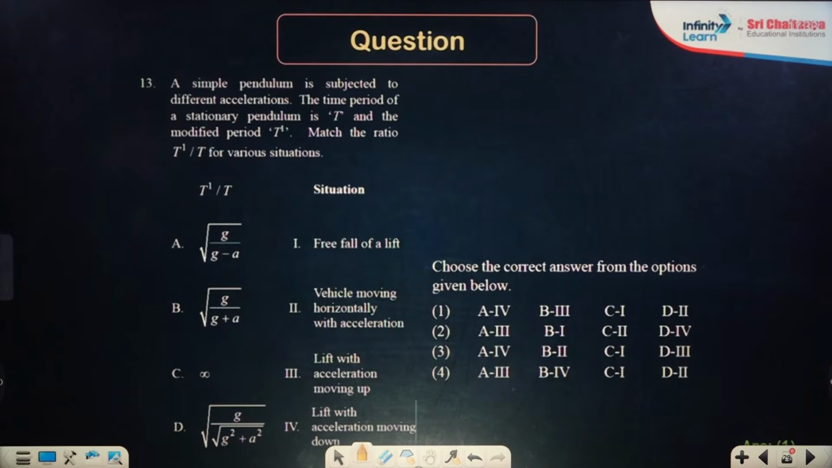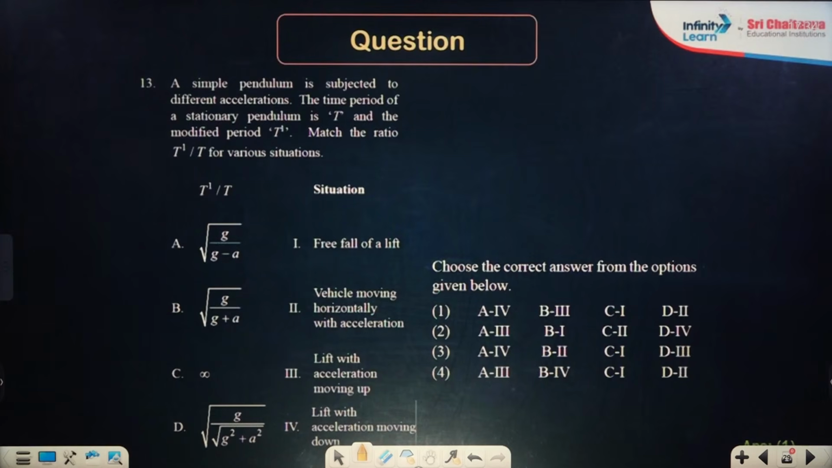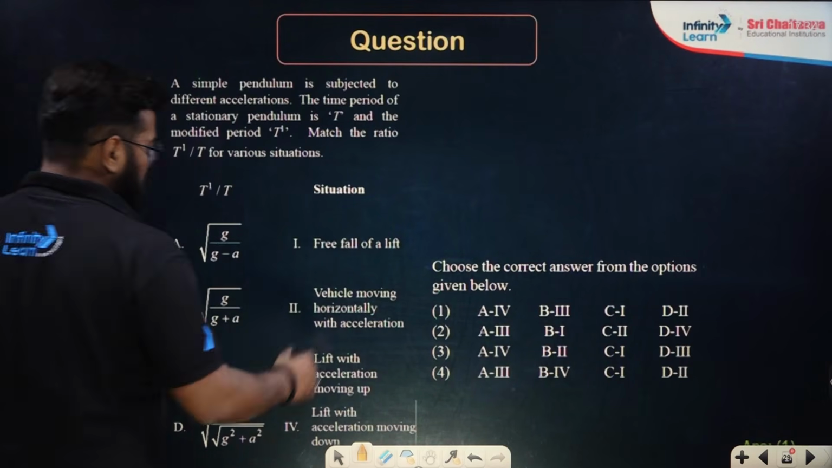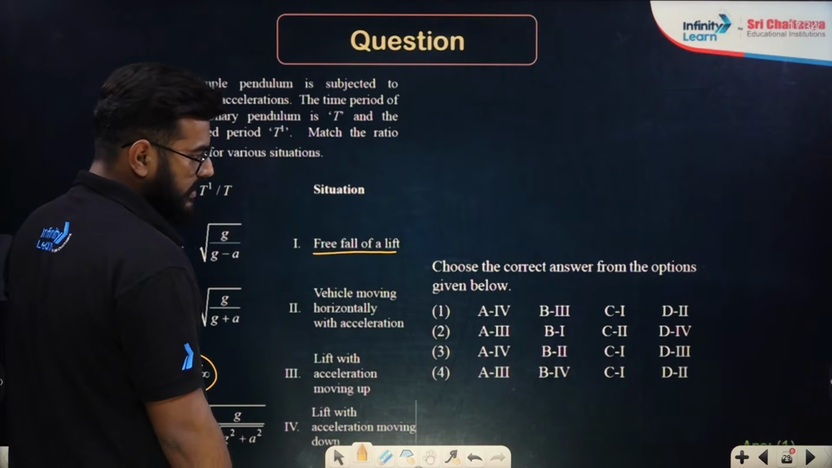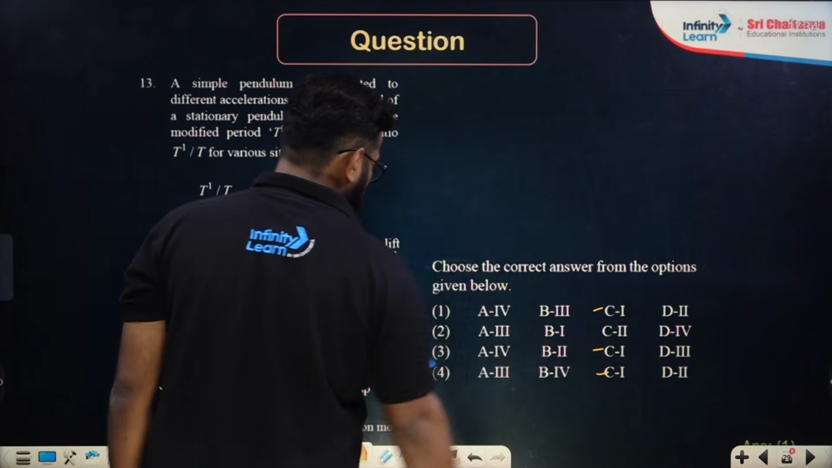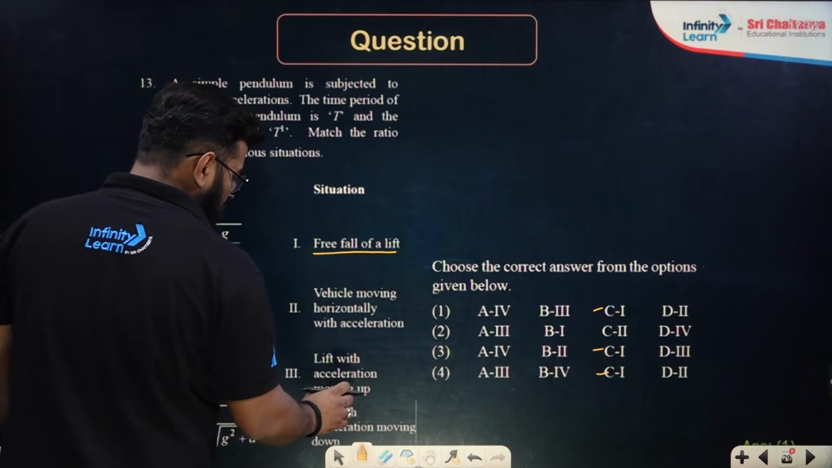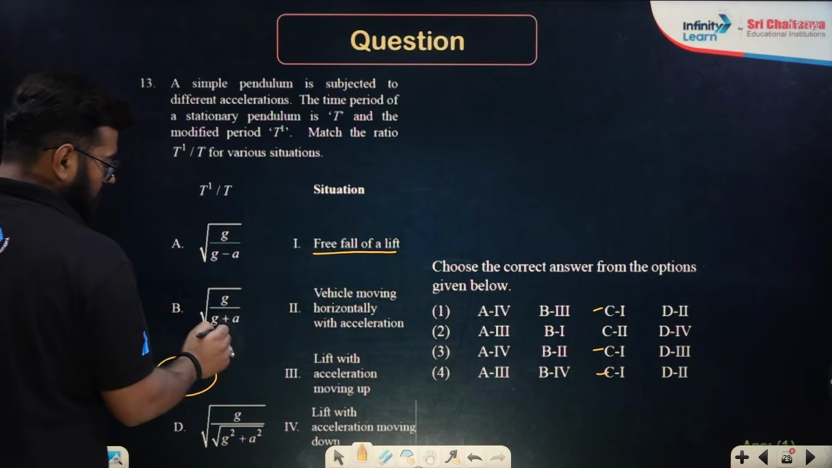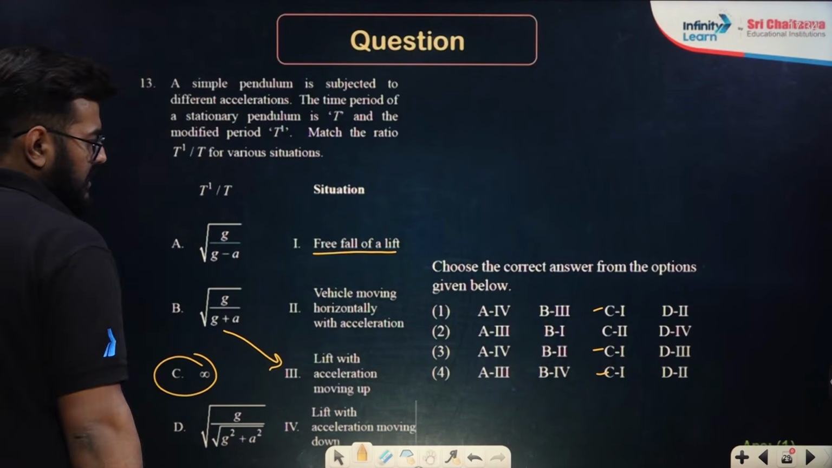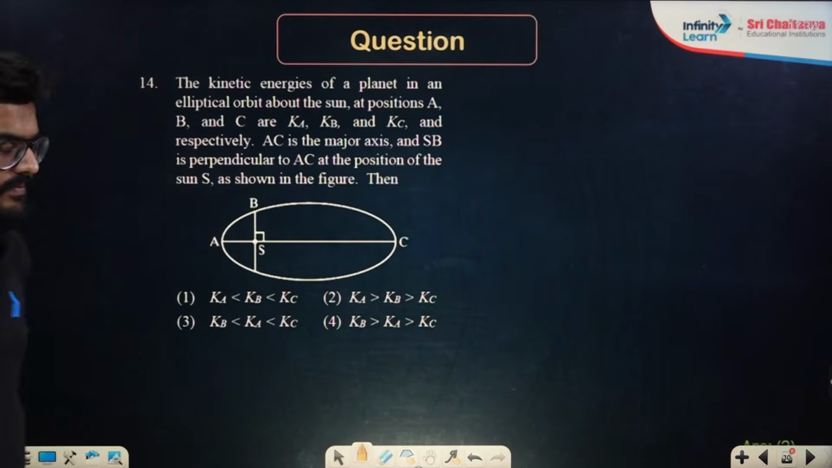Simple pendulum is subject to different acceleration. The time period of a stationary pendulum is t and modified time period is t dash. Match the ratio t dash is to t for various situations. So see, when it is under free fall, time period will be infinity. C stands for 1, over here, here and here. Next thing what you can say is when the vehicle is moving, lift is accelerating, moving up. So if it is moving up, it will increase. So B will stand for 3. Correct. B stands for 3 over here only. That means option number 1 is undoubtedly the right answer.